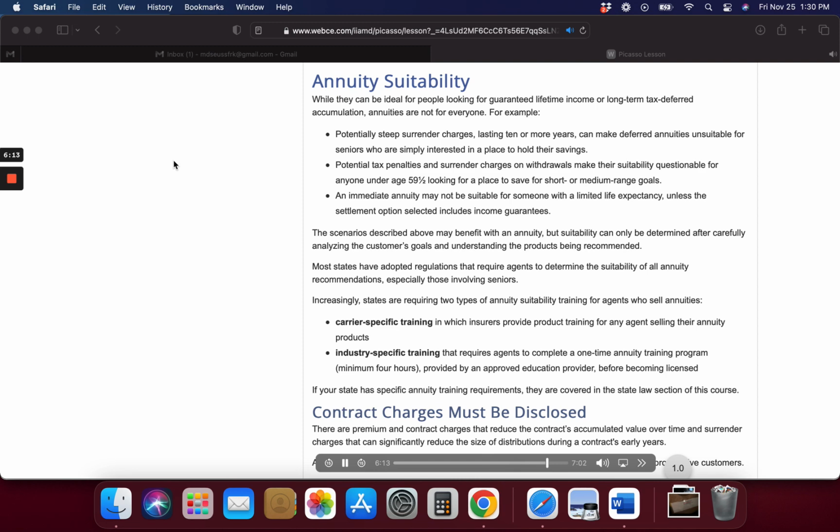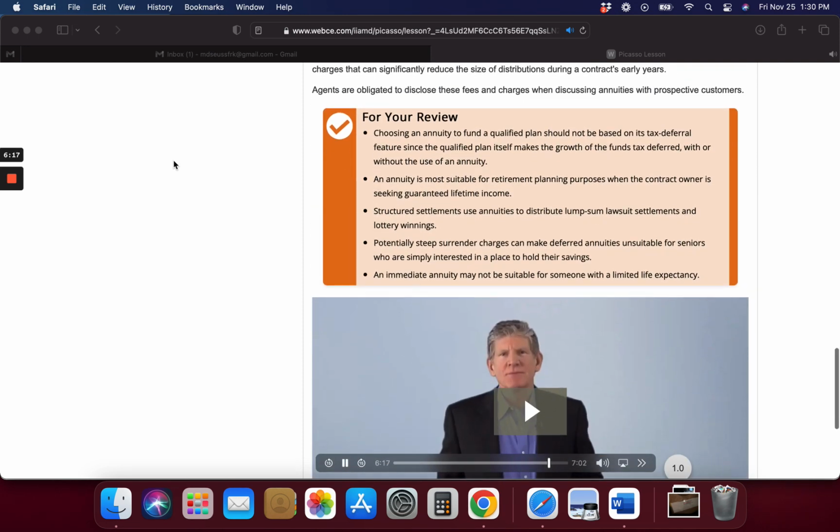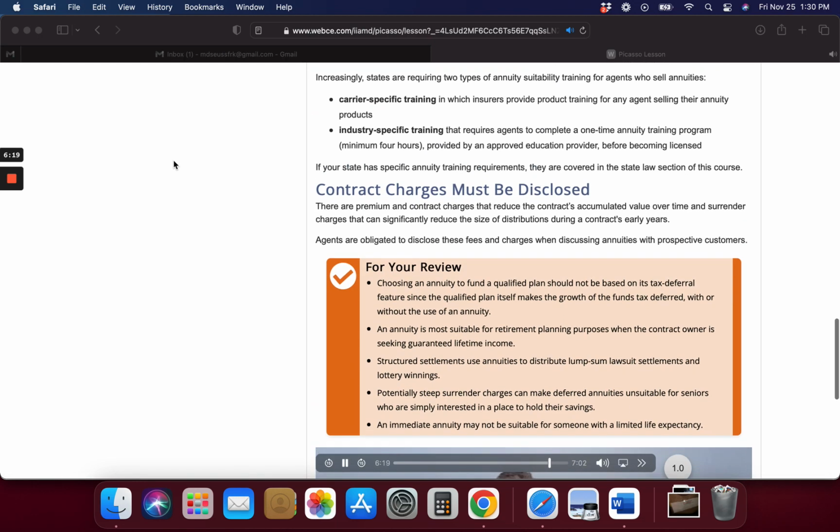For your review, choosing an annuity to fund a qualified plan should not be based on its tax deferral feature, since the qualified plan itself makes the growth of the funds tax deferred, with or without the use of an annuity. An annuity is most suitable for retirement planning purposes when the contract owner is seeking guaranteed lifetime income.